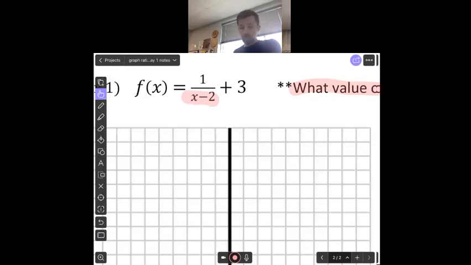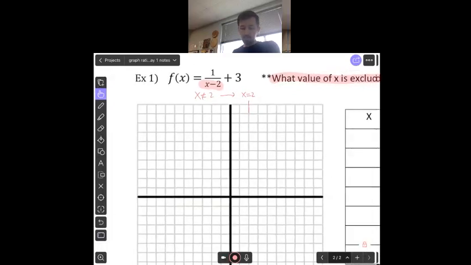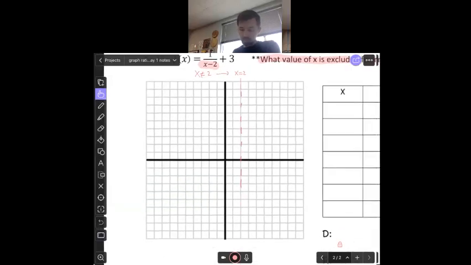2, right? So if x can't be 2, that means we have at 2 a vertical asymptote. Very directly, from that thought of x can't be 2 means that x equals 2 is a vertical asymptote. We're not allowed to plug in 2 because it makes the denominator 0. So we're going to draw this line here.